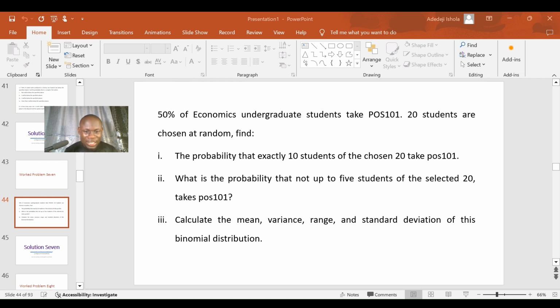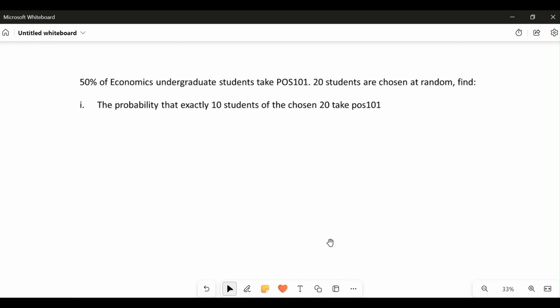Let's solve this. So we'll be going ahead with solving the first question. We've already typed this question, so we're just going to write it down in mathematical notation. That's what we'll be doing from here.